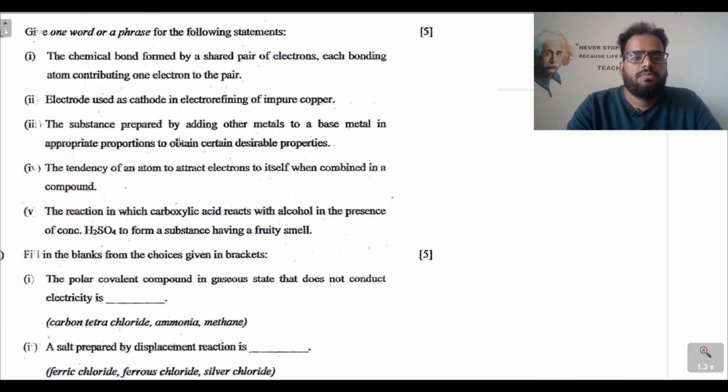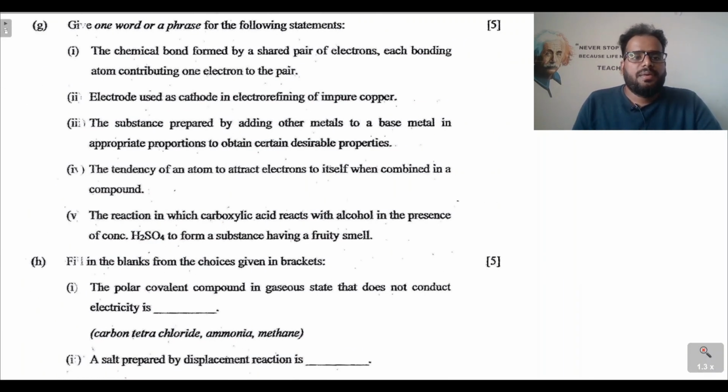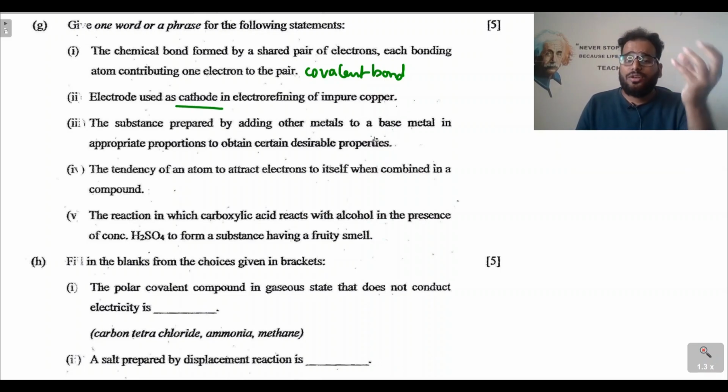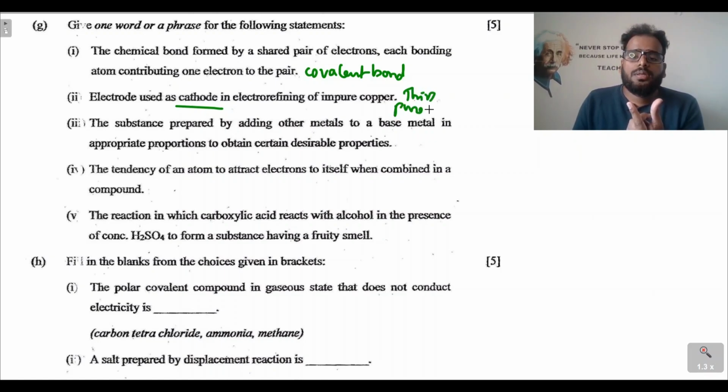Give one word or phrase. The chemical bond formed by a shared pair of electrons, each bonding atom contributing one electron to the pair. So there are two atoms, both are giving electrons, so that will be covalent bond. Electrode used as cathode in electro refining of impure copper. So see, in electro refining the anode will dissolve, the cathode will increase in mass. So pure copper will come and deposit on the cathode. So we take it as a thin pure copper sheet. Okay? Thin pure copper sheet. The anode will be what? Thick impure copper rod. Okay?